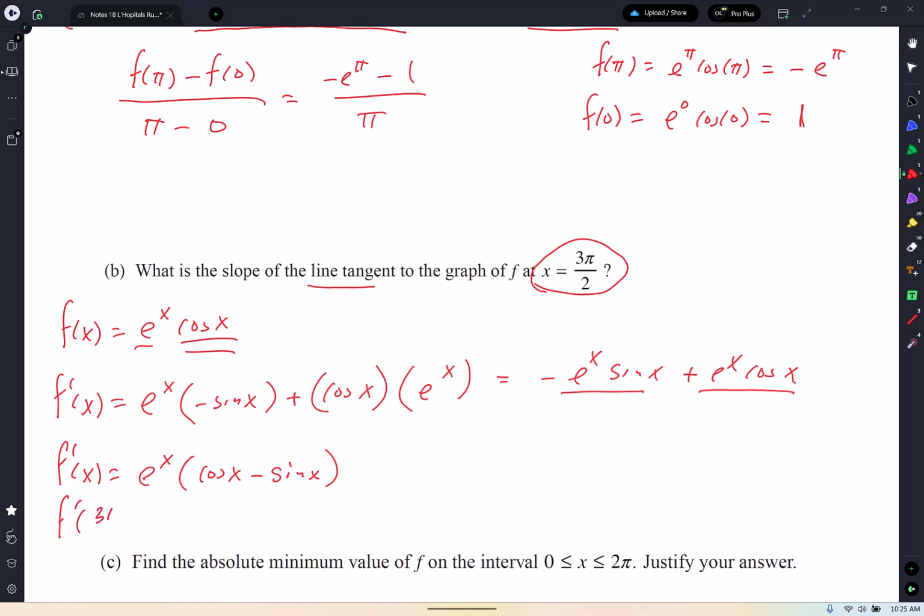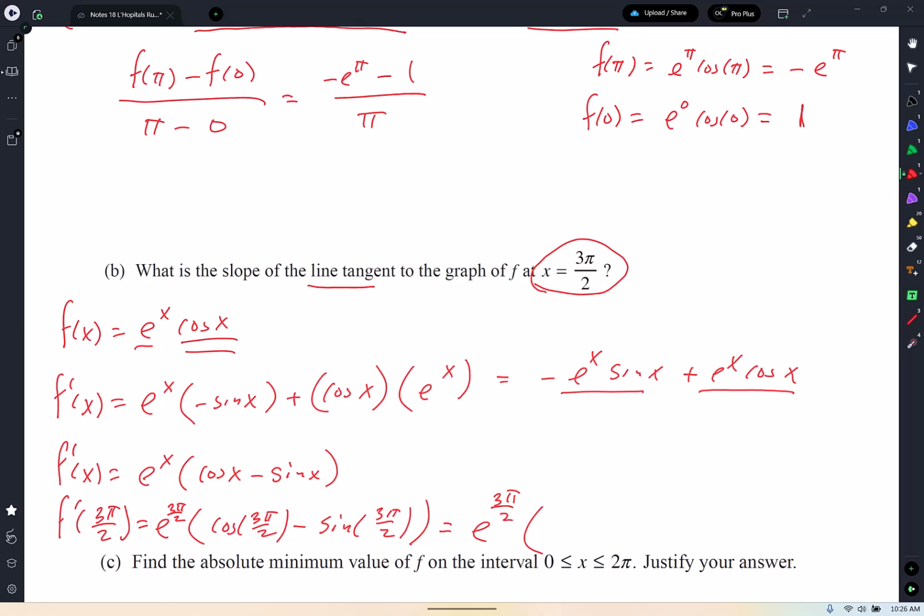F prime of 3 pi over 2 equals e to the 3 pi over 2. We don't know what that is. That's some number. Times cosine of 3 pi over 2 minus sine of 3 pi over 2. I'm going to wait for you guys to catch up. It's a little bit of pre-cal, guys, but it's not even extreme pre-cal. It's like baby pre-cal. What is cosine of 3 pi over 2? 0. What is sine of 3 pi over 2?